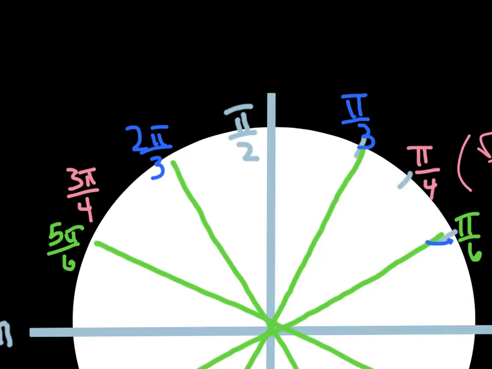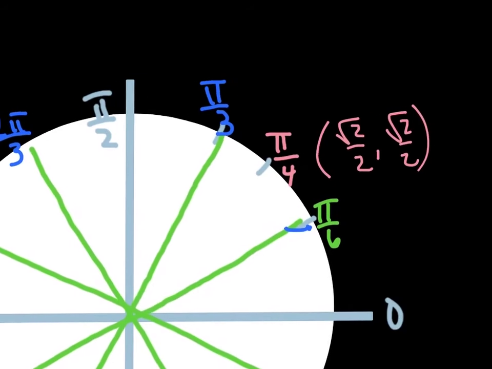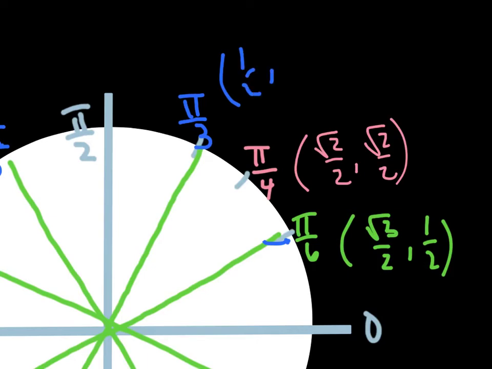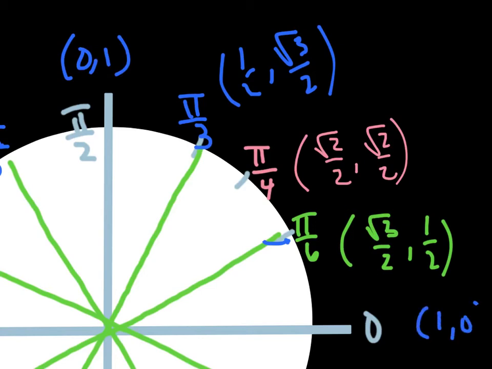Now let's go back to our degree unit circle, and nothing has changed now. Our pi over 6 reference angle is going to have an ordered pair associated with it, that is square root of 3 over 2, comma 1/2. And our pi over 3 angle will be 1/2, comma square root of 3 over 2. And remember, pi over 2, well, that is 0, comma 1. 0 radians, that is 1, comma 0.